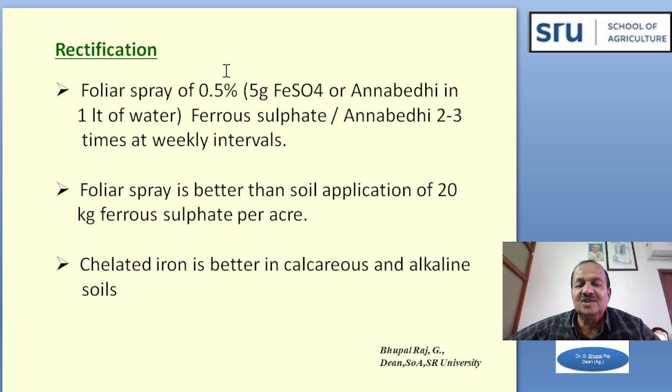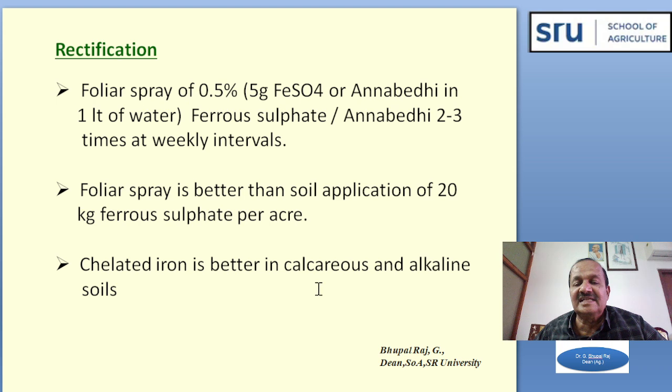That is through Annabedi, that is, 5 grams of ferrous sulfate or Annabedi dissolved in 1 liter of water gives 0.5%. A 0.5% spray of ferrous sulfate, 2 to 3 times at weekly intervals, rectifies the iron deficiency on the crops. As I told you, foliar spray is better than the soil application of 20 kg ferrous sulfate per acre. Chelated iron is better in calcareous and alkaline soils.